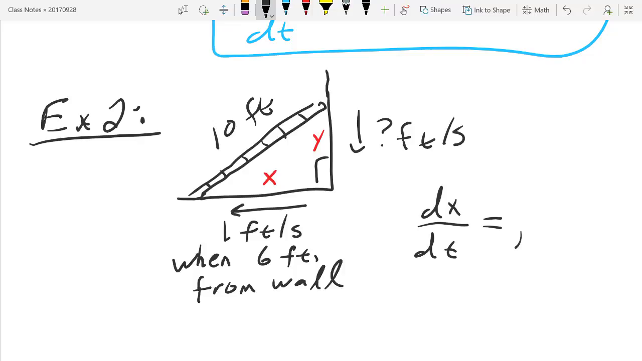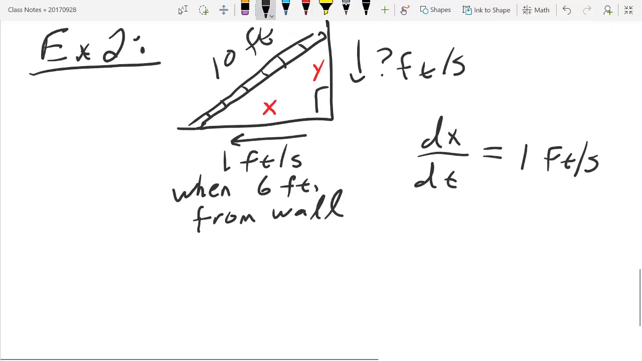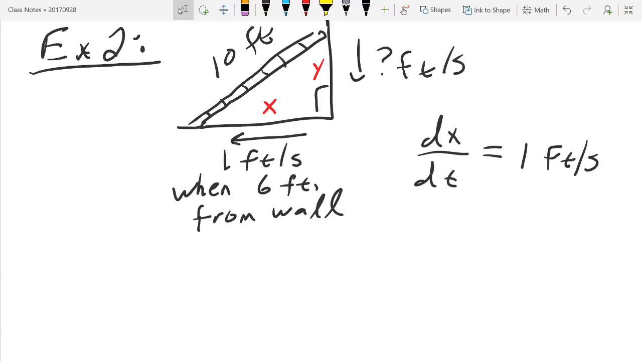Yes, 1 foot per second. You got it. Okay, so what are we trying to find? Now we know dx dt is 1 foot per second when that side of the triangle, x, is equal to 6 feet.